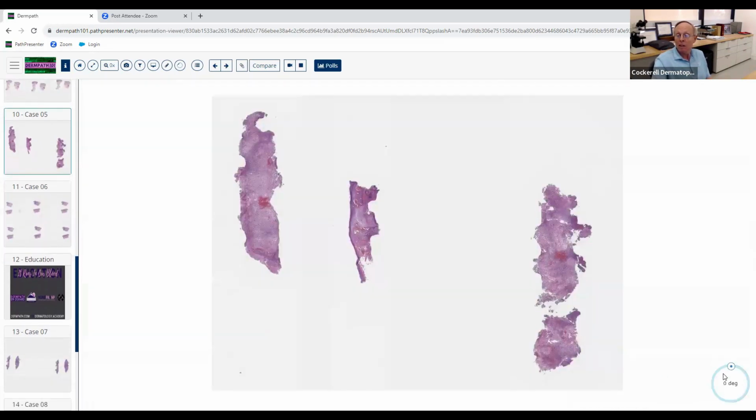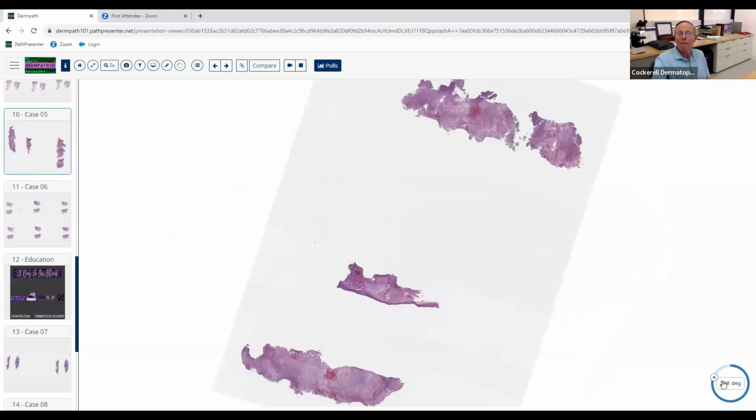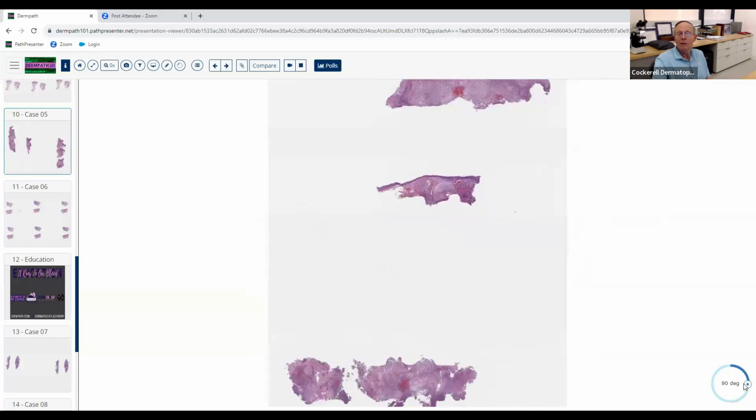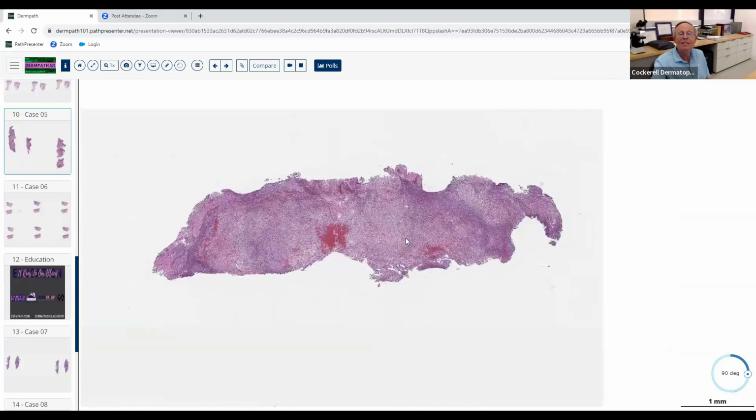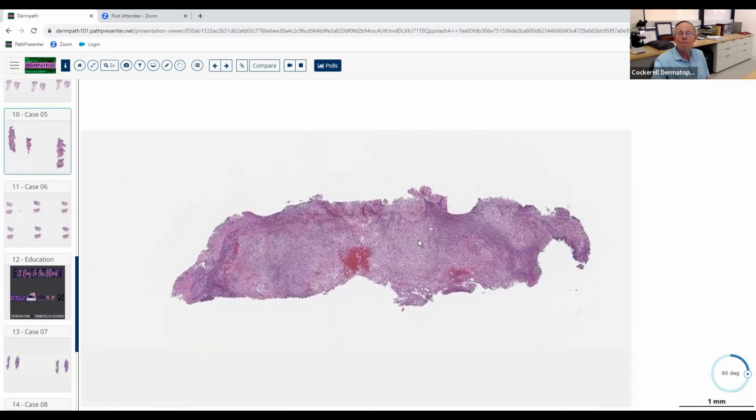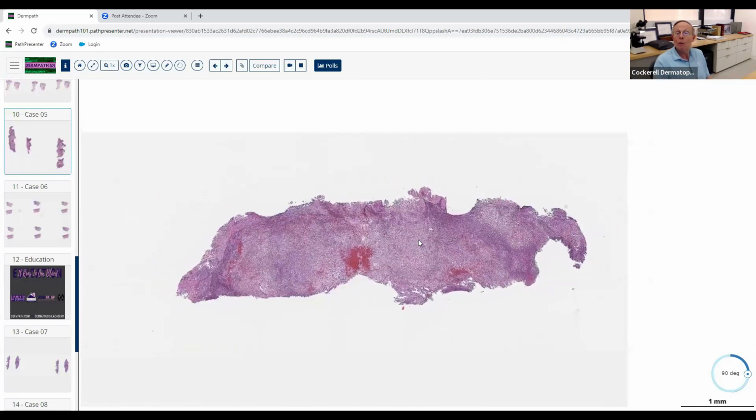Okay, this is a sort of ugly looking slide here, unfortunately, but if we can at least find one area that might give you some information here. There's probably a reason that it's kind of ugly looking. But I think we can come up with a differential diagnosis here too.